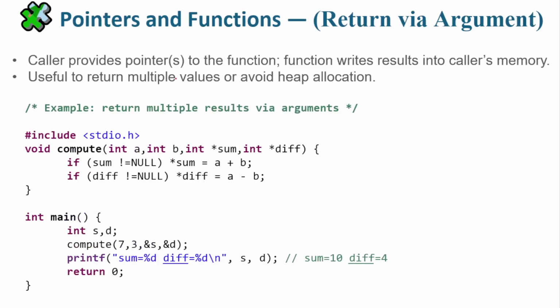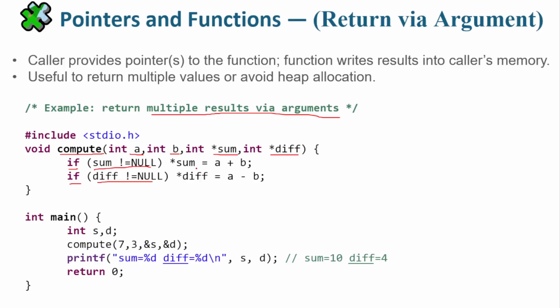Pointers and functions, or return via argument. Another example: we demonstrate how a function can return multiple results using pointers as arguments. The compute function takes 2 integers, a and b, and 2 pointers, sum and diff. Inside the function, we first check if each pointer is not null before storing the results, ensuring safety in case the caller does not want one of the results.